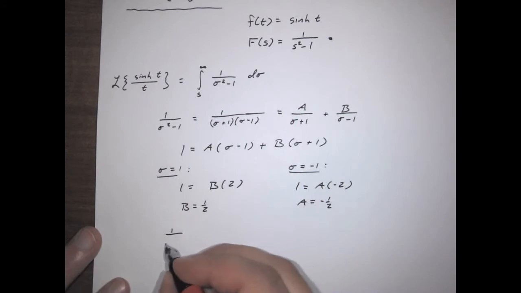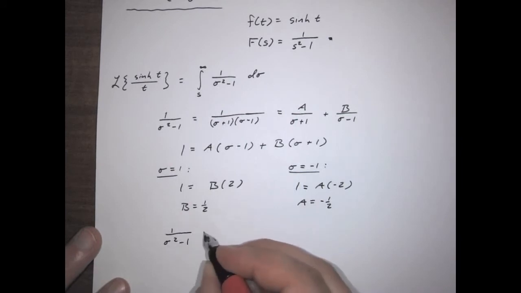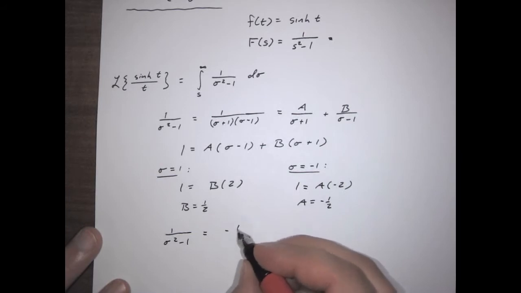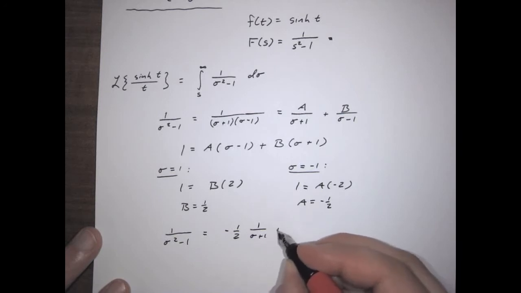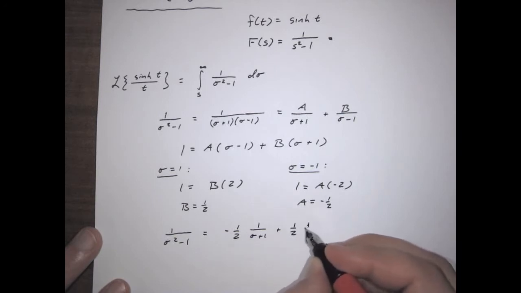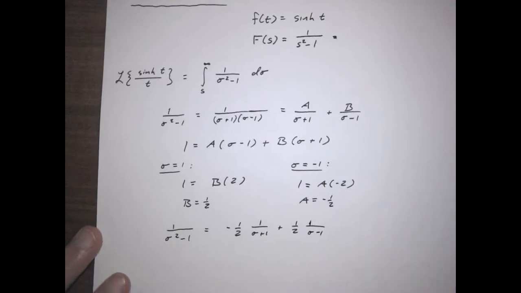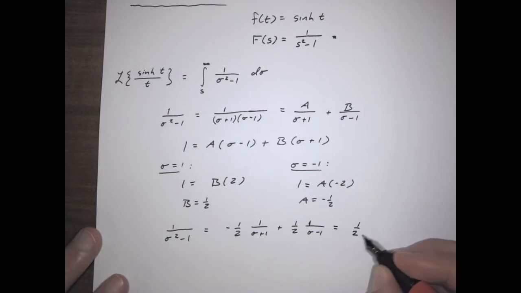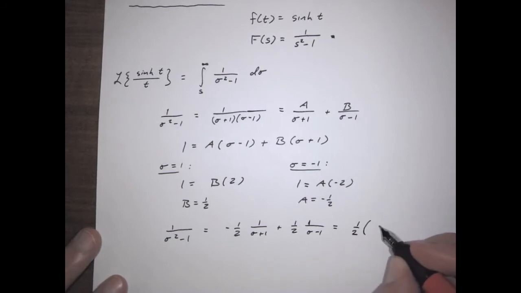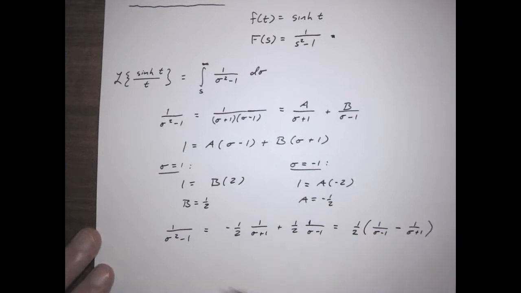Which means that 1 over sigma squared minus 1 is the same as negative 1/2 times 1 over sigma plus 1 plus 1/2 times 1 over sigma minus 1, which then in this case means that we could pull out the 1/2 and rearrange it slightly to make it 1/2 times 1 over sigma minus 1 minus 1 over sigma plus 1. This will make the integral a little bit easier.